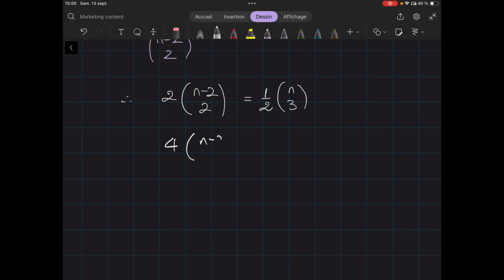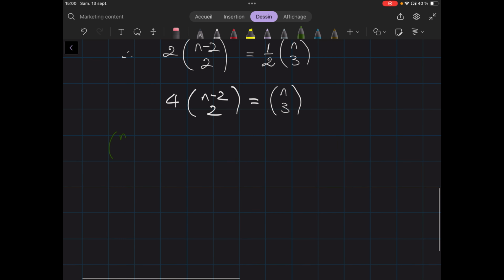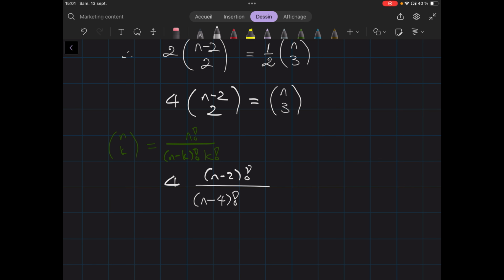And now it is just a very long combinatoric equation. Remind yourselves of the definition of combination. n choose k is equal to n factorial divided by n minus k factorial times k factorial. This formula is in your formula booklet. Therefore, n minus 2 choose 2 is n minus 2 factorial divided by n minus 4 factorial times 2 factorial. On the right hand side, we have n factorial divided by 3 factorial times n minus 3 factorial.